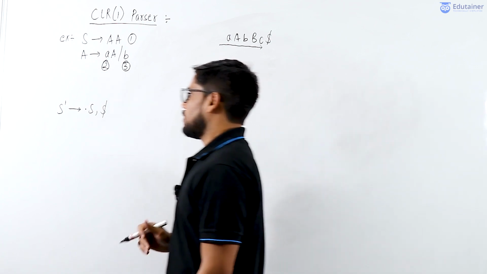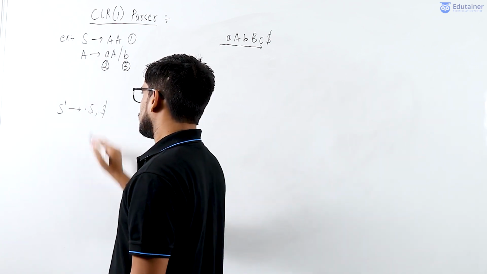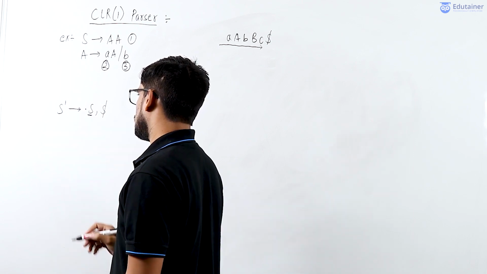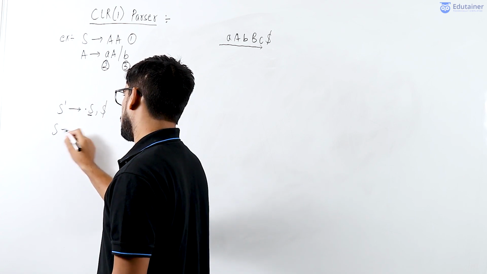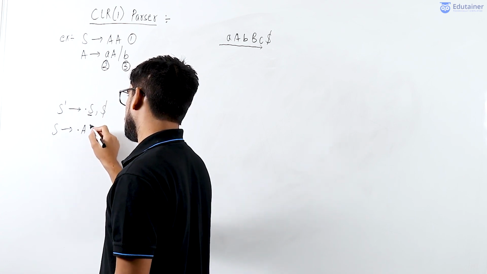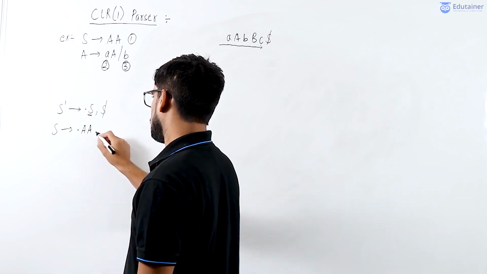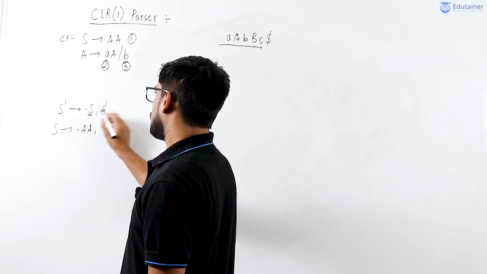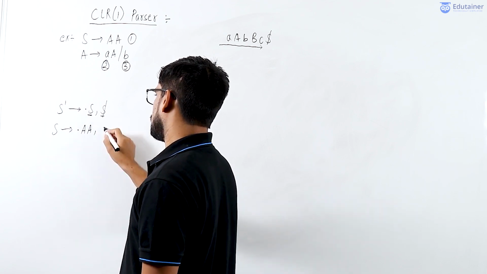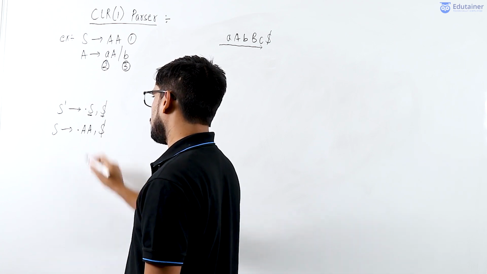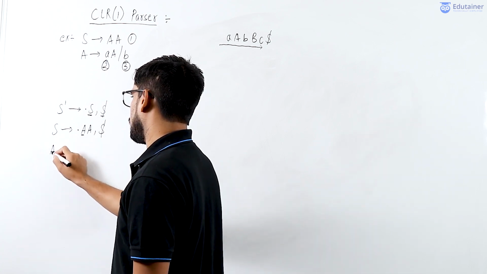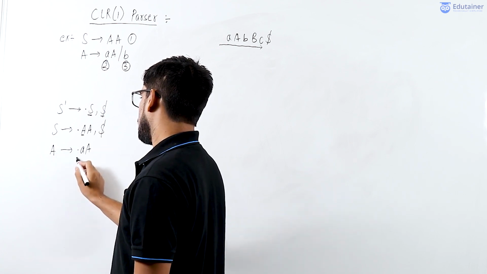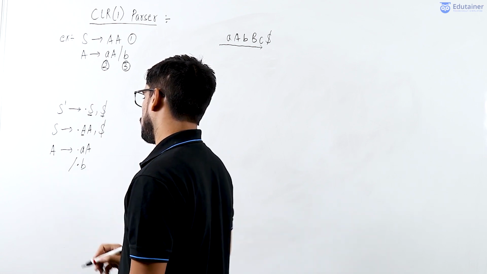Okay, now after the augmented production, the variable S is present after the dot symbol. So I have to add the S production also. S derives dot A capital A, comma. What will be the look ahead symbol for this production? What is present after the S? The $ is present after S, so I have to add $. And because of this A, I have to add the A production. A derives dot A capital A, and the next is dot B.